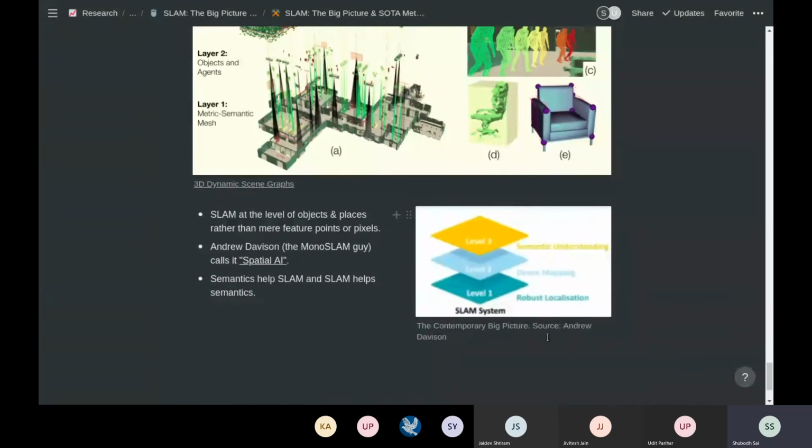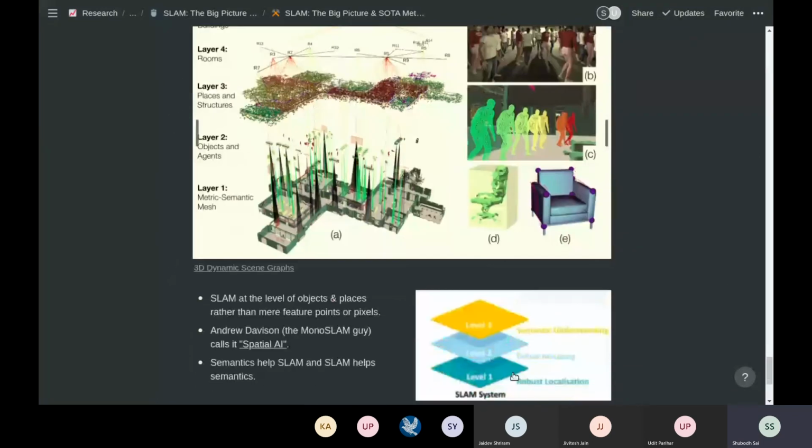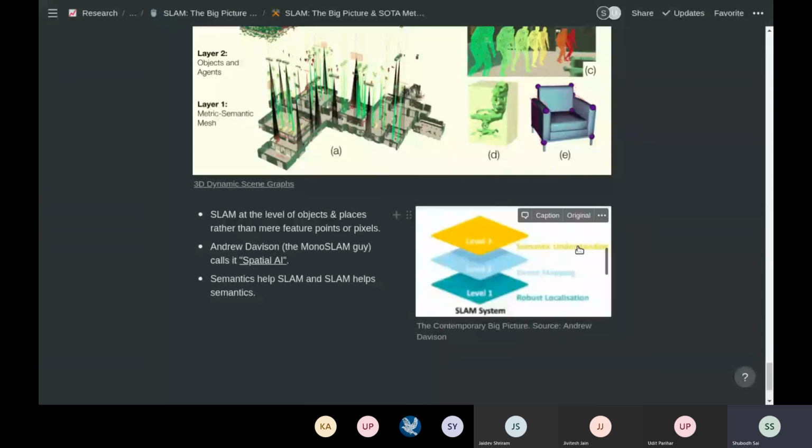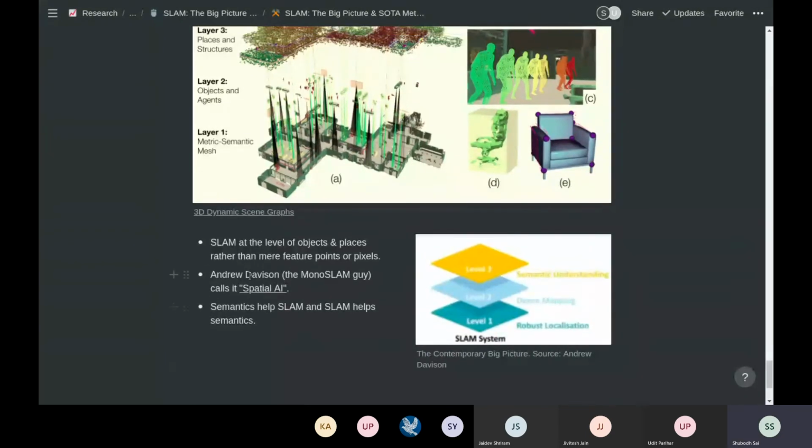Again, this is another way of representing it. This is from a recent talk given by Andrew Davison. So these are the levels that I was talking about. First one is robust localization. Second is dense mapping, the dense map and localization that you have seen. The third level is semantic understanding, and this is the current state of SLAM today. So you are doing SLAM at the level of objects and places rather than mere points and pixels. Andrew Davison calls this sort of SLAM systems hierarchy spatial AI, and each level is interconnected.